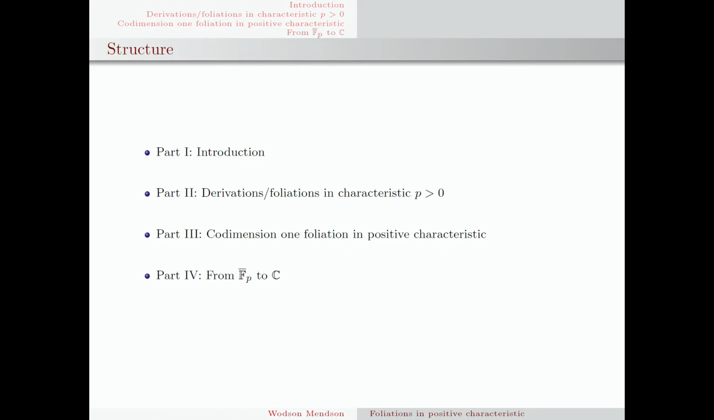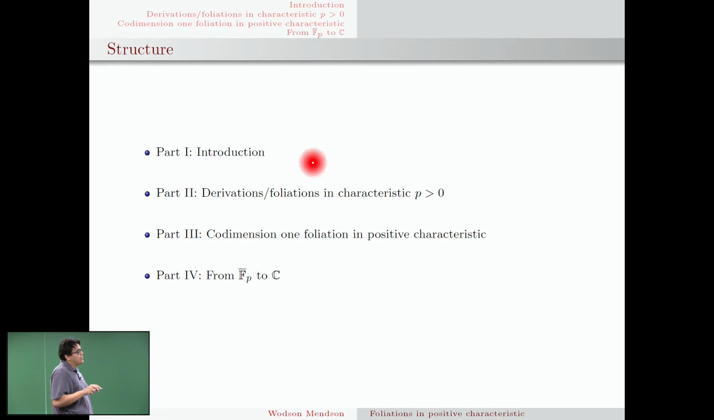So here's a plan of my talk. It will be divided in 4 parts. Part 1 is just the introduction. I will define the basic objects here. In part 2, I will talk about derivations and foliations in characteristic P. I will define P-closed foliations and some properties. In part 3, I will specialize to the codimension 1 foliations in positive characteristic. In part 4, I will give examples of problems that we can prove by using characteristic P. So, from F_p to C.